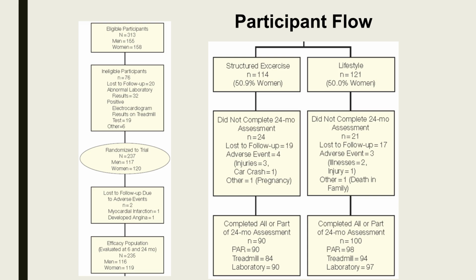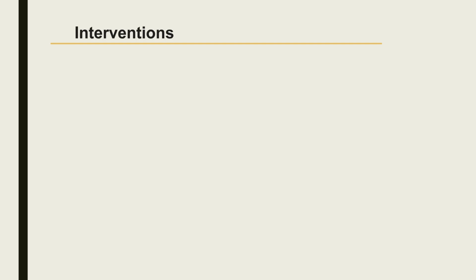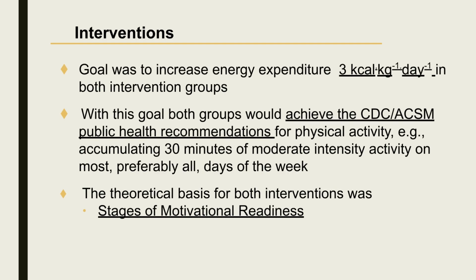The consort diagram also lists the main reasons for dropout, which helps us evaluate study feasibility and identify potential sources of bias. The goal of the study was to increase energy expenditure to 3 kilocalories per kilogram per day in both intervention groups. For context, about 3 kilocalories per kilogram per day is roughly equivalent to 30 minutes of moderate intensity exercise on most days of the week. At the time of the study, there were no formal physical activity guidelines in the U.S., so this target reflected the best available recommendations. As a result, the study goal was set slightly higher than what would later become standard exercise recommendations.